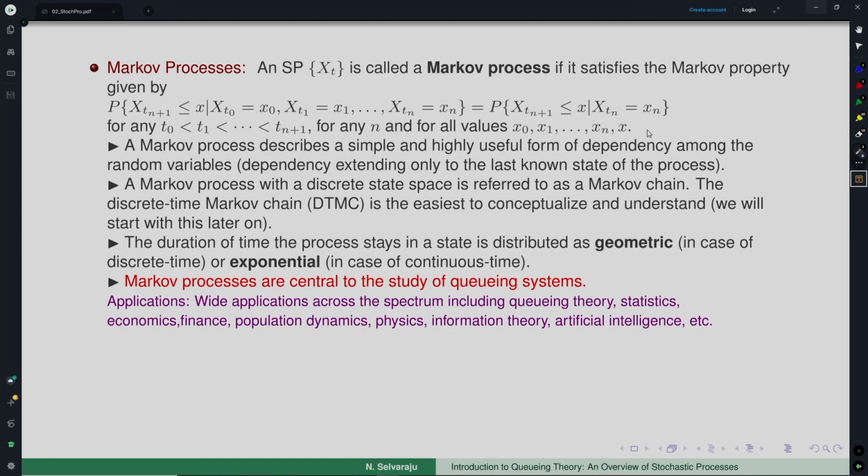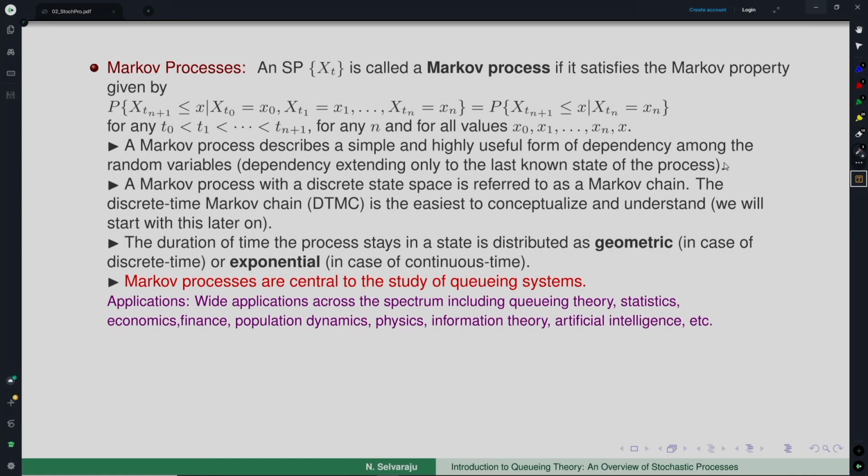Of course, this is true with respect to any general definition that one gives. So, this is a very simple but highly useful form of dependency which was given by Markov, and hence this Markov process. It is 1907, so it is 115 years or more. Before that, these things were defined and used. It is a highly useful form of dependency because you are extending the dependency only to the last known state of the process.